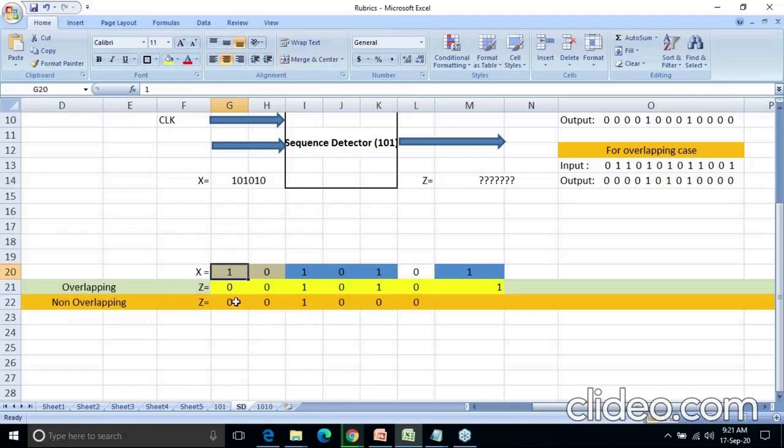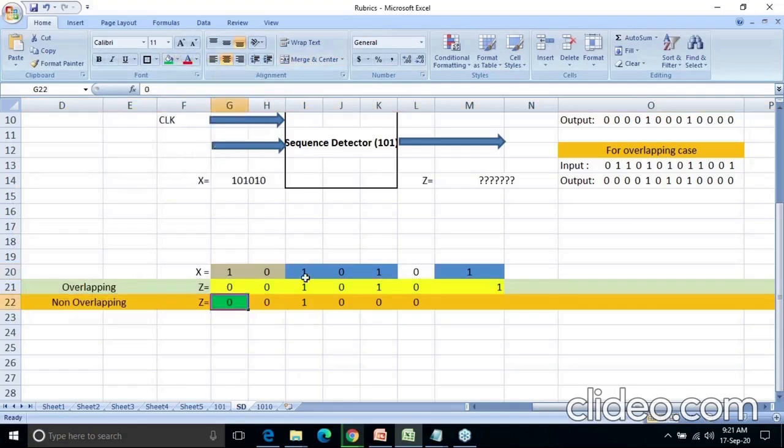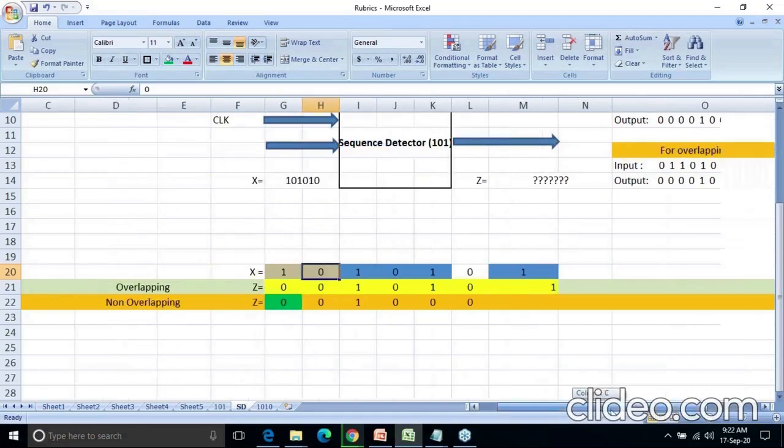Okay, so what will be the output? As the whole sequence is not detected, my output will be 0. Again I am having a second input, still my sequence is not detected, because the sequence is 101. So I have got 1 and this is 0, still my sequence is not detected, so my output will be 0. Now the third bit, I am able to see 101, because continuously I am getting 1, after that 0, then again I got 1. So this is my sequence, so I can say my output is 1 over here. Okay, so this is related to non-overlapping.